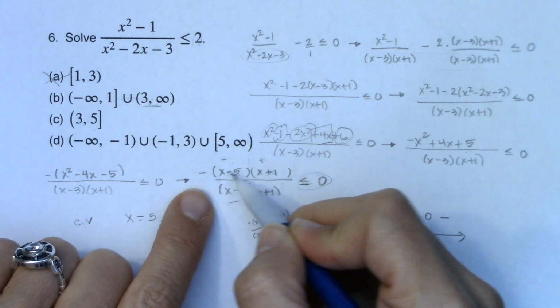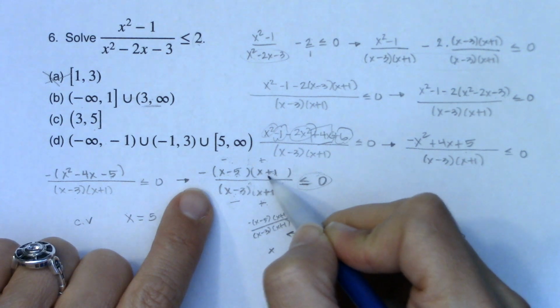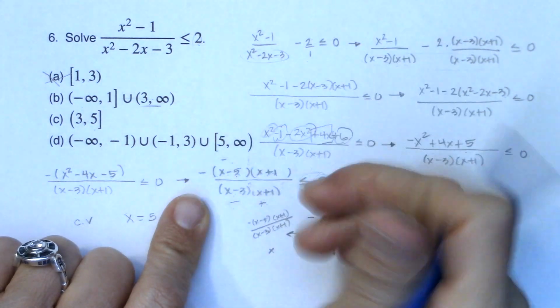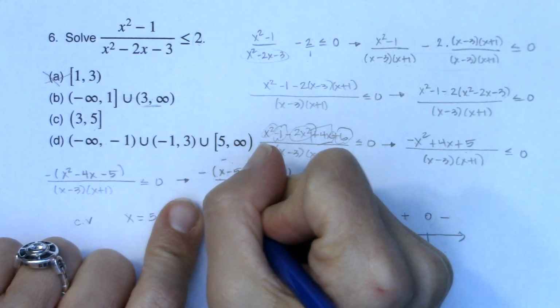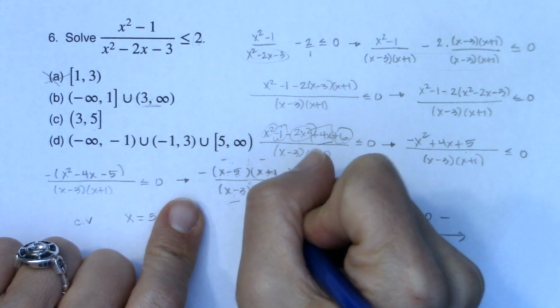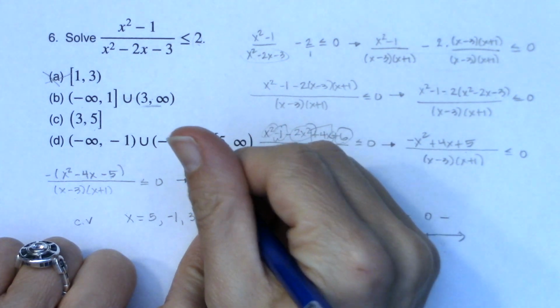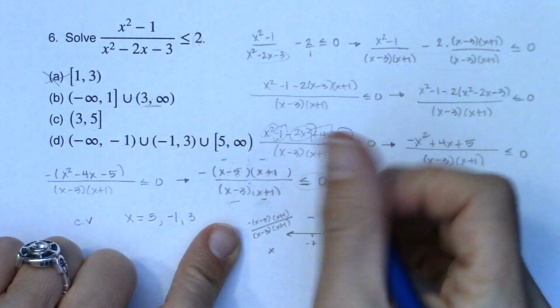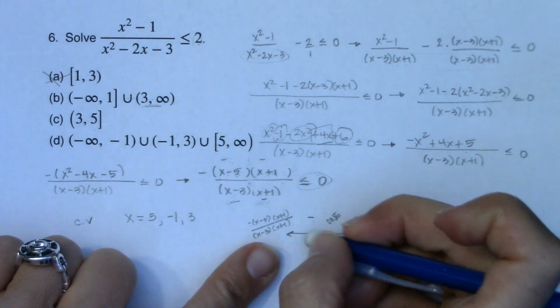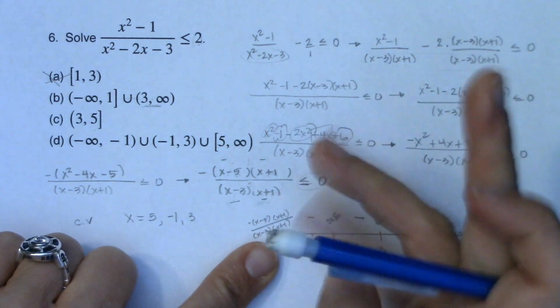All right, -7 minus 5, negative. -7 plus 1, negative. -7 minus 3, negative. -7 plus 1, negative. Negative, negative, negative, negative, negative means negative. So there we go. So I've got my sign pattern, okay?